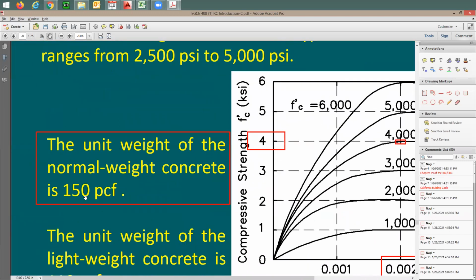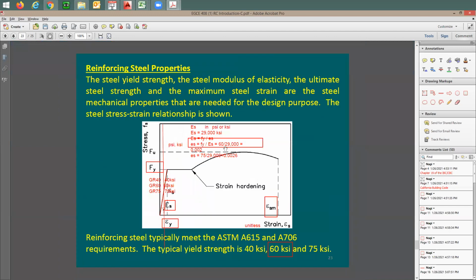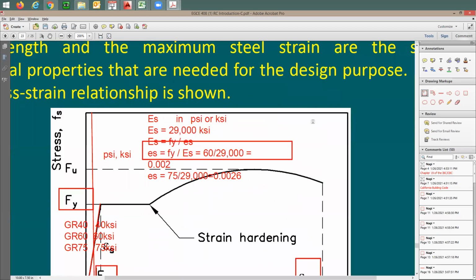Unit weight of concrete is how much? 150. How about for steel as a material? How much is that? Unit weight of steel. Do you guys know? 490. Yeah, 490. The steel is much heavier than concrete, right? As a material.